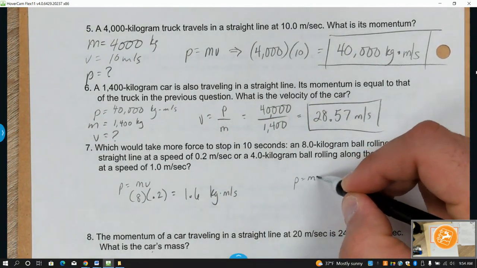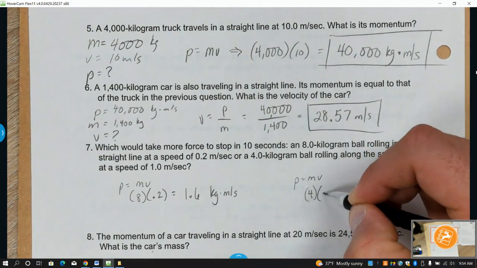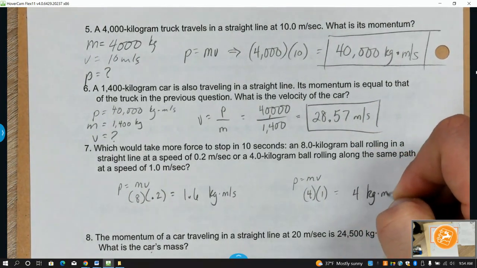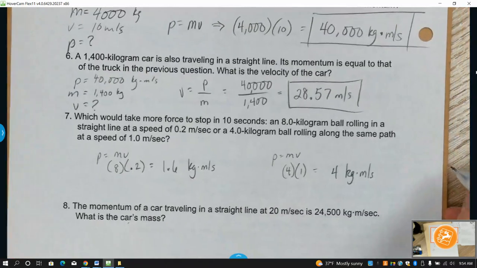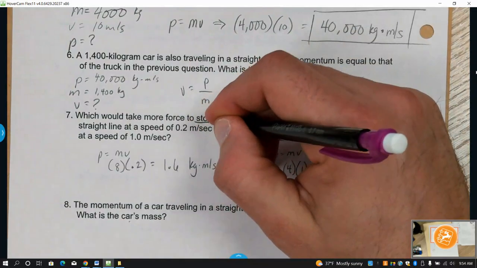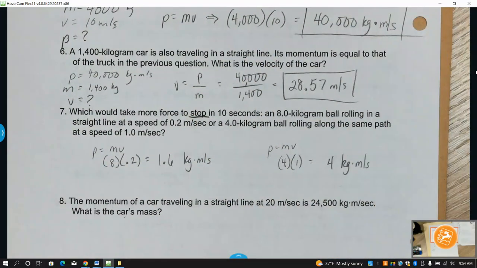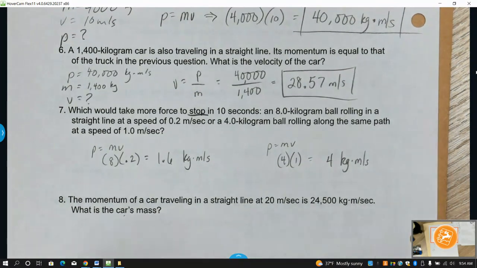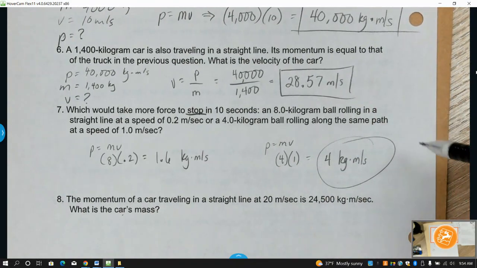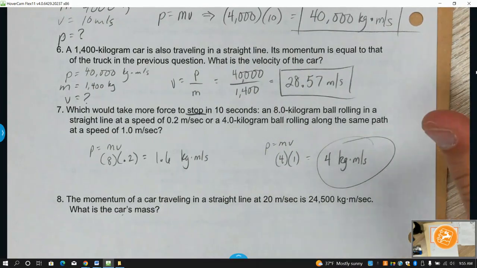The other one had a mass of 4 kilograms, but a velocity of 1, which comes out to be 4 kilogram meters per second. So because we're bringing them both down to a stop in 10 seconds, I need more force in order to bring this to a stop. Does that make sense? Yeah. So it's the second one that is going to require more force in order to cause it to stop.